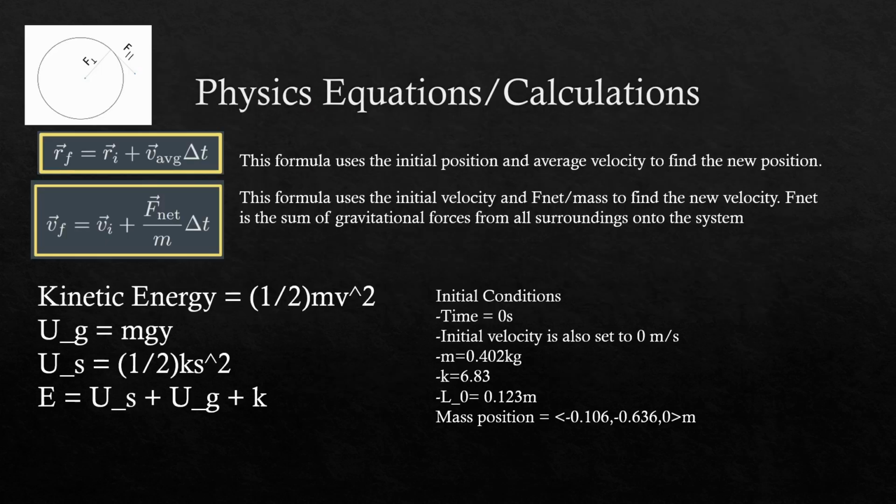And these are my physics equations and calculations. The top two formulas are the position and velocity update formula used to find the new position and velocity for each data point, and the four equations in the bottom left are the kinetic energy formula, the potential gravitational energy formula, the potential spring energy formula, and the total energy formula.